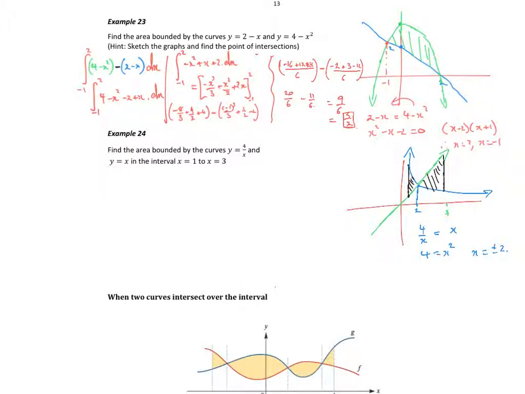So we've got two distinct sections here. And you notice how in the first section, the top function is my 1 on x curve. And in the second section, the top function is the green function there, the y equals x curve. So my integral between 1 and 2 of top function minus bottom function, plus the integral between 2 and 3 of top function minus bottom function.